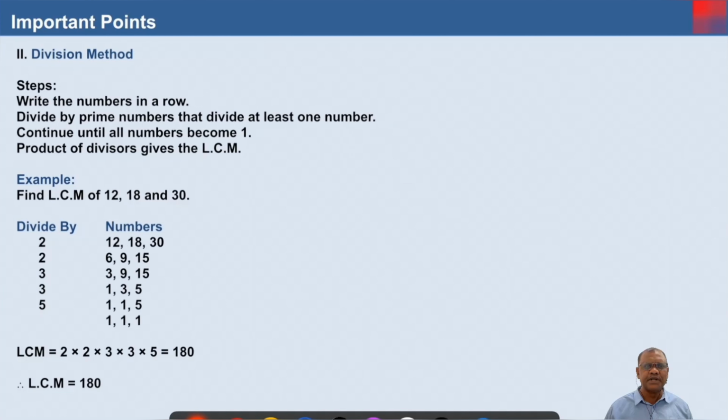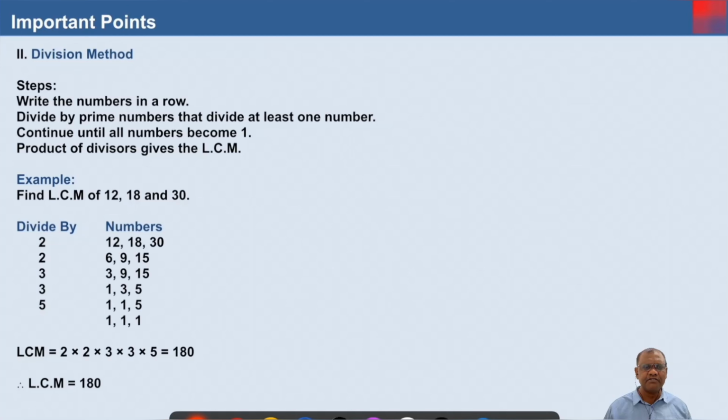So, there is another method, division method. The steps involved are: write the numbers in a row, divide by prime numbers that divide at least one number. Continue until all numbers become 1. Product of all the divisors gives the LCM. Example, so LCM of 12, 18 and 30.